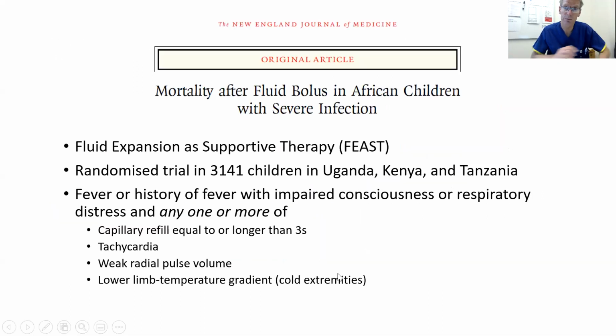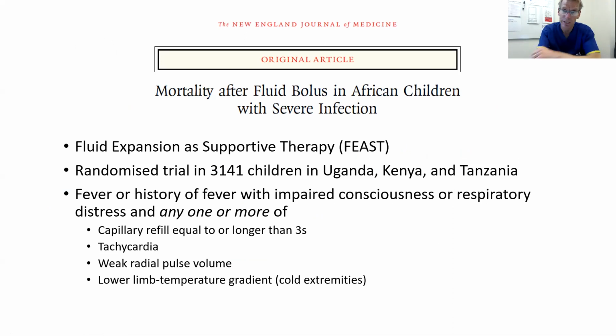I wanted to briefly touch on fluid boluses. I will only briefly touch on this, but you probably have heard about the study in Africa that gave fluid boluses to children with severe infection. It was called the FEAST trial, the Fluid Expansion as Supportive Therapy in children with febrile illnesses. It was a very large study in Uganda and Kenya and Tanzania. It involved over 3,000 children.